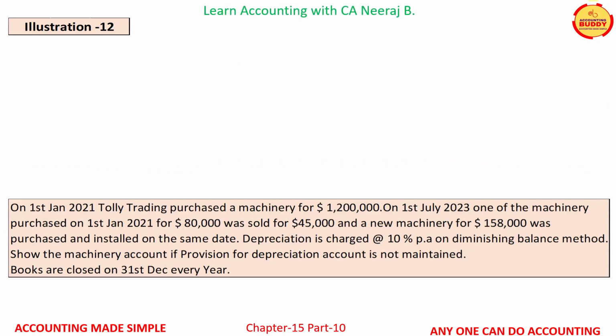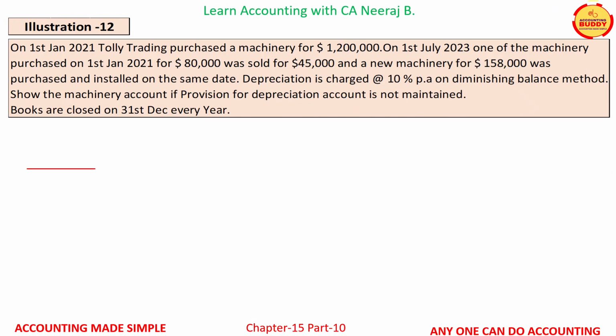Another illustration is displayed on your screens. On 1st of January 2021, Tolly Trading purchased a machinery for $1.2 million. On 1st of July 2023, one of the machinery purchased on 1st of January 2021 for $80,000 was sold for $45,000 and a new machinery for $158,000 was purchased and installed on the same date.